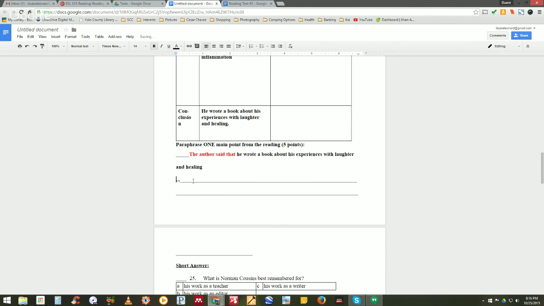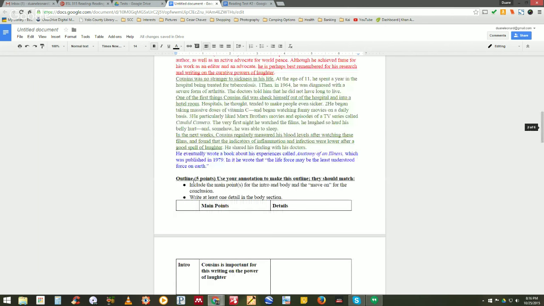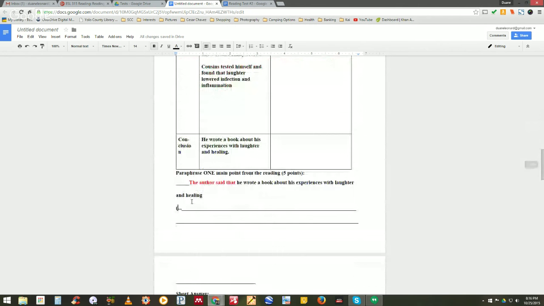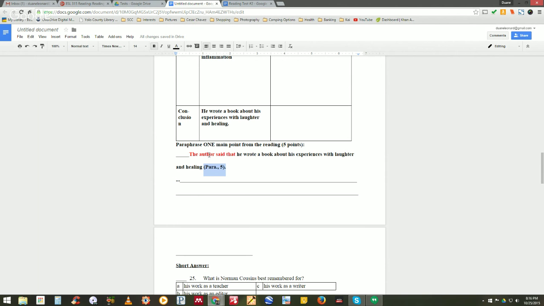If you can, you use the paragraph number. So this is the last paragraph, which is paragraph 4. 1, 2, 3, 4, 5. Paragraph 5. So let's say paragraph 5. There we go. You don't need this because it's from the short reading. All you need is a period. But you do need the reporting language and then the main point in your words.